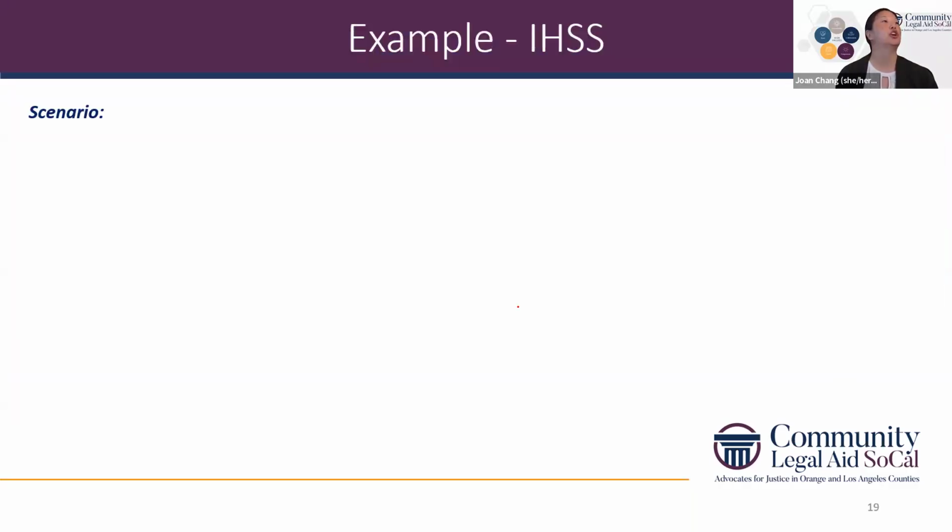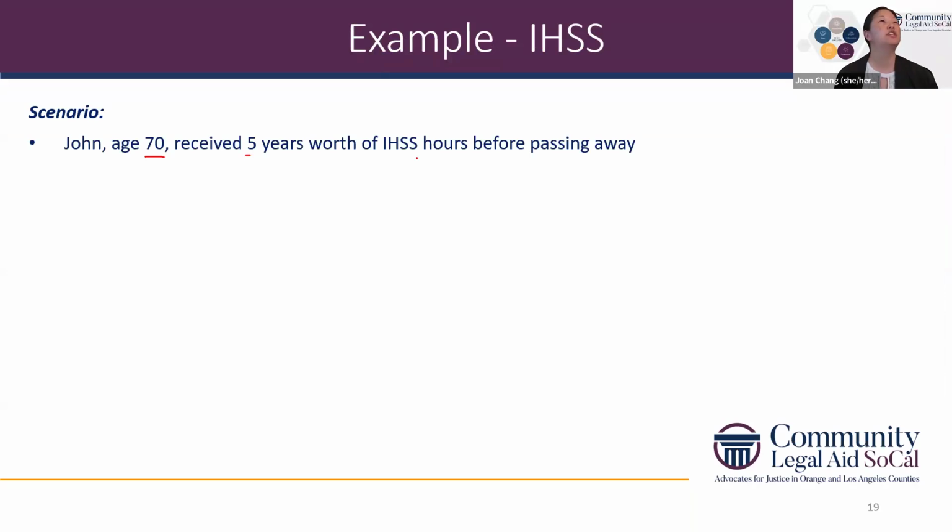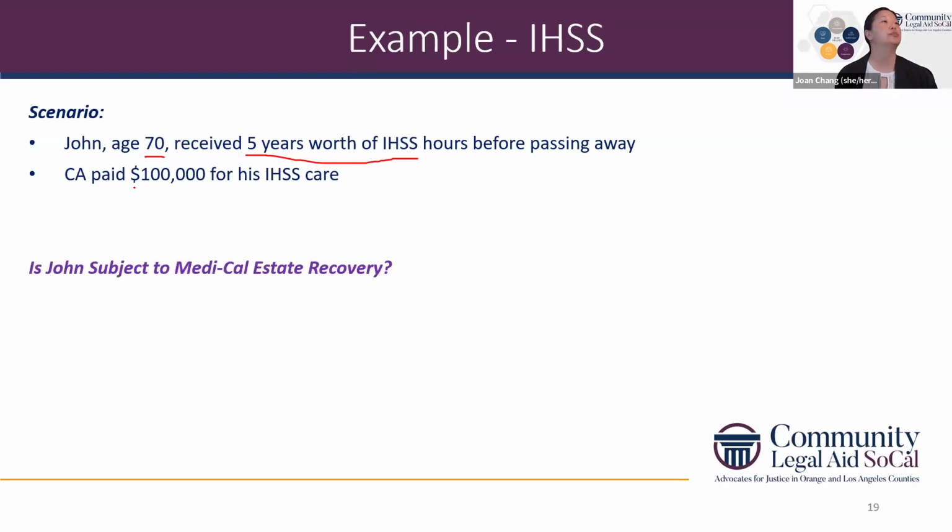All right, we're looking at John again. John was 70 years old. He received 5 years worth of IHSS before he passed away. California paid about, again, made up numbers, 100 grand for his IHSS care. Is John going to be subjected to Medi-Cal Estate Recovery?